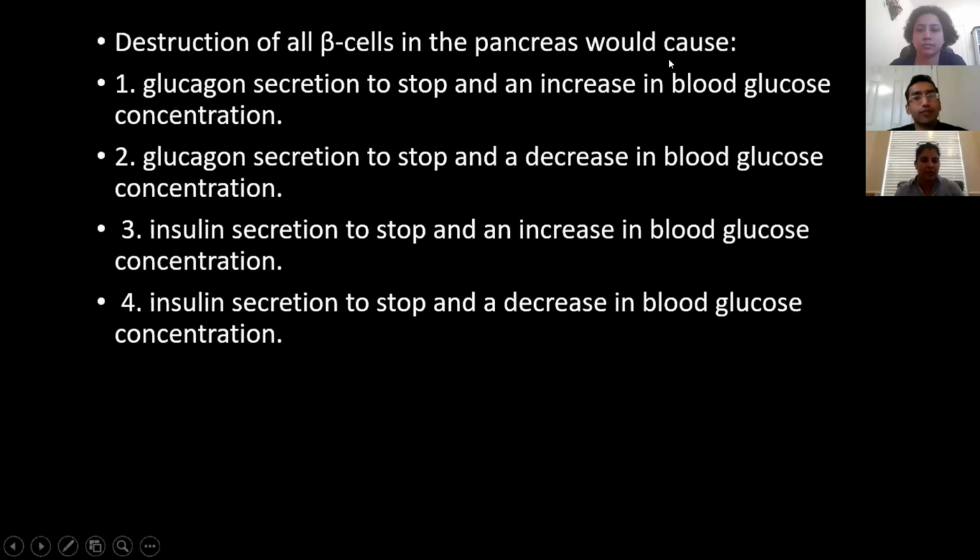Destruction of beta cells of the pancreas would cause what? Okay, the beta cells, I told you already, beta cells make insulin. And insulin inhibits the glucose in the blood. So it would cause insulin secretion to stop and increase blood glucose concentration.